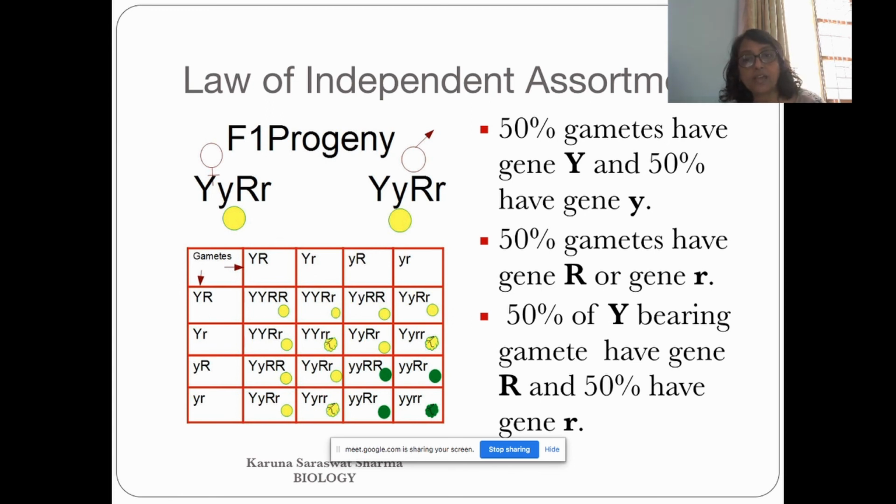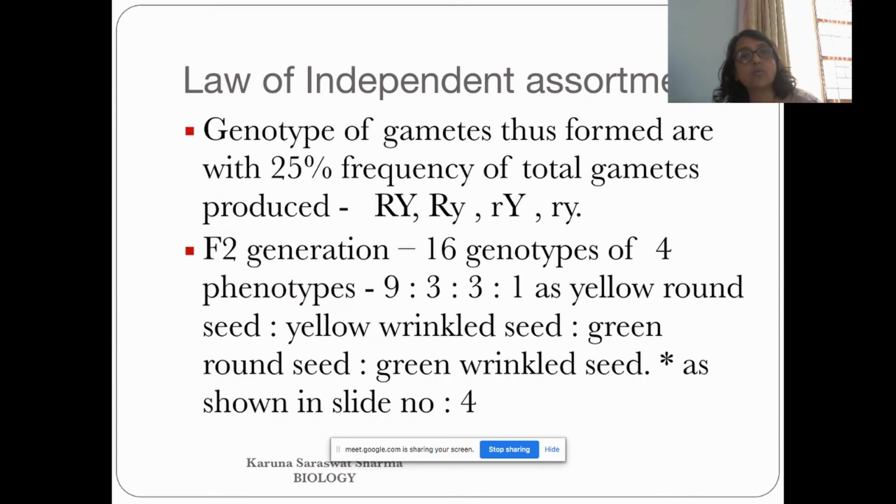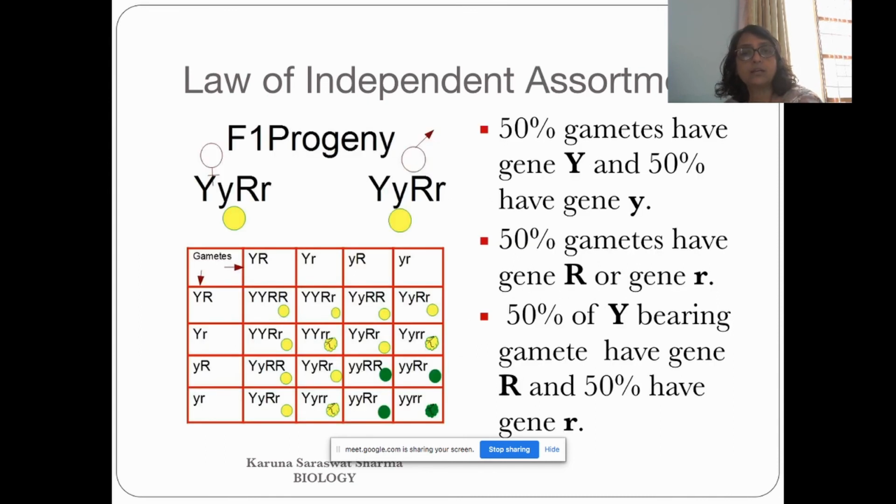50% of the capital Y bearing gametes have a gene capital R and 50% of them have a gene small r. So the genotypes of gametes formed are each at 25% frequency of the total gametes produced, that is capital Y capital R, capital Y small r, small y capital R and small y small r. In the F2 generation, 16 genotypes and 4 phenotypes are formed and these are in the ratio 9:3:3:1, the famous dihybrid cross ratio, as yellow round seeds, yellow wrinkled seeds, green round seeds and green wrinkled seeds, as was shown in the slide.